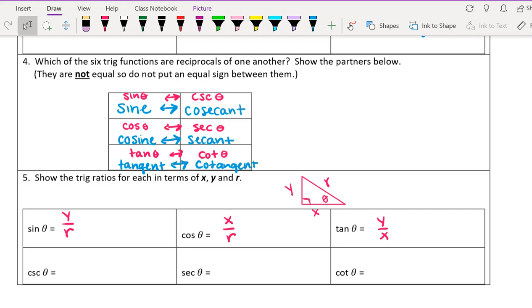Okay, so cosecant is the reciprocal. All it is is r over y. Secant is the reciprocal of cosine, so r over x. And cotangent is the reciprocal of tangent, x over y. Okay, and these values are important, especially when we get to the unit circle. So we're going to make sure we come back and refer to these.